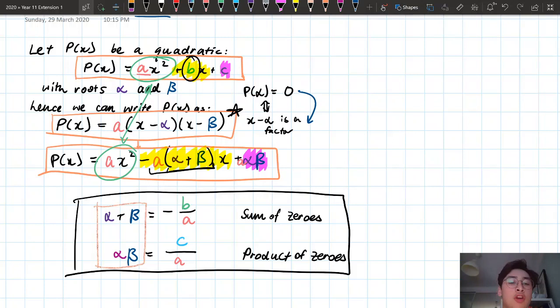What I'm going to do now is go through a couple of questions that will help us work with these two relationships.